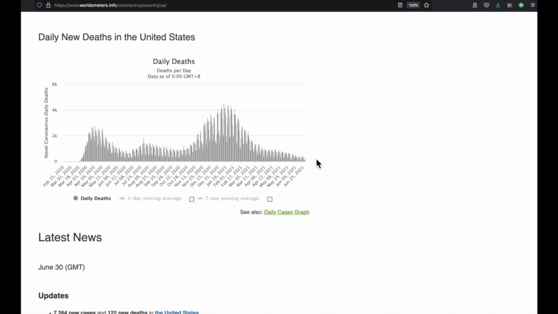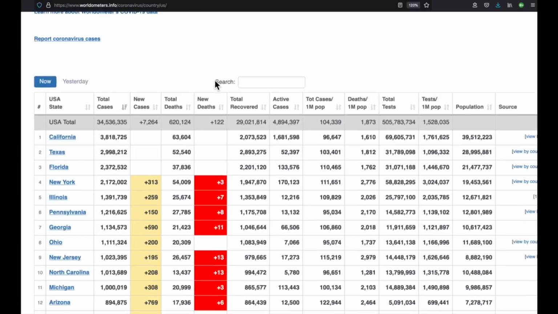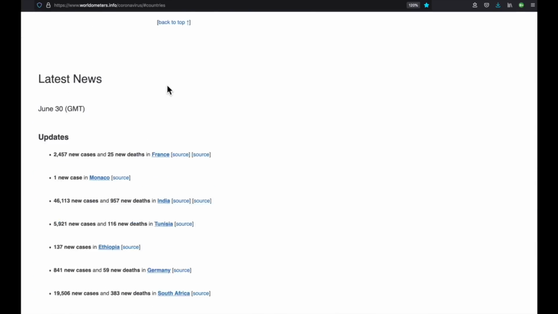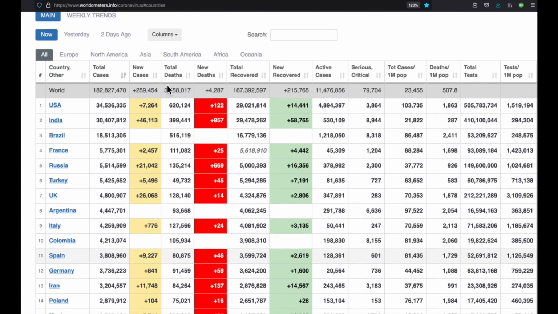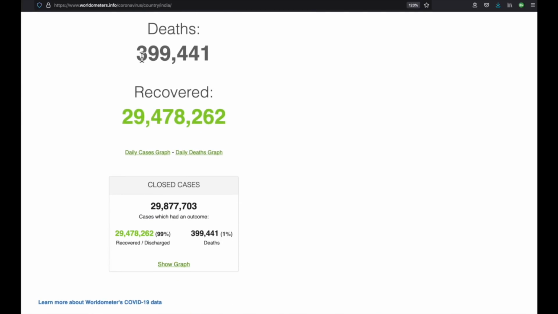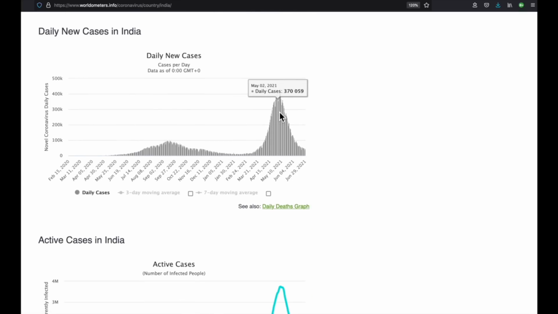Let's go take a look at some other countries. India. Let's see how India is doing. 400,000 people have died so far. Here's daily new cases. So their daily new cases started to really skyrocket in the May timeframe. And now, at the end of June, they're really coming down. So that's good news, this shape here.